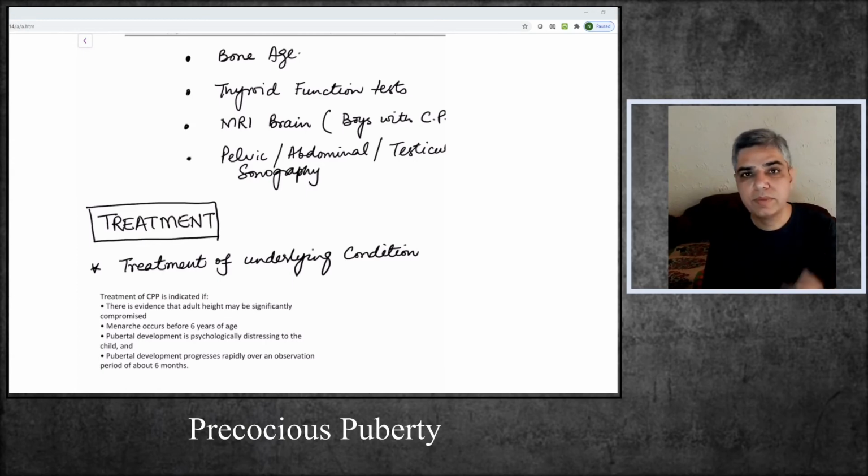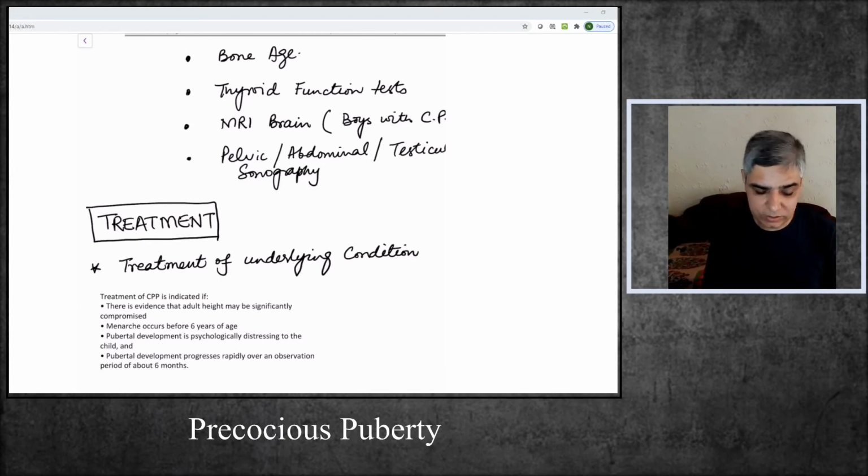Or if menstruation starts before 6 years of age, because that can have devastating effects on the mental health of the children, and can cause issues with social interaction with their peers as well. So it is very important: if that starts before 6 years of age, that is another indication for treatment. Or if it is very distressing for the child and for the families, and that is taxing their mental health, then in that case it should be treated.